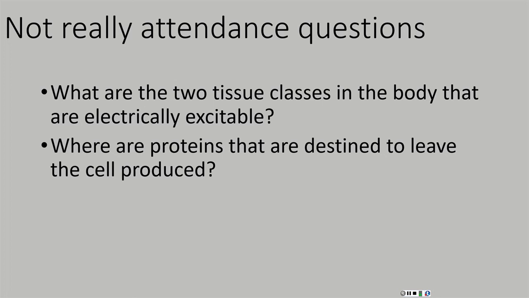So let's see what the answers are. What are the two tissue classes in the body that are electrically excitable? Well, nervous tissue that we're looking at today and muscle tissue or muscular tissue. Both of those are tissues that respond to electricity and can conduct electricity.